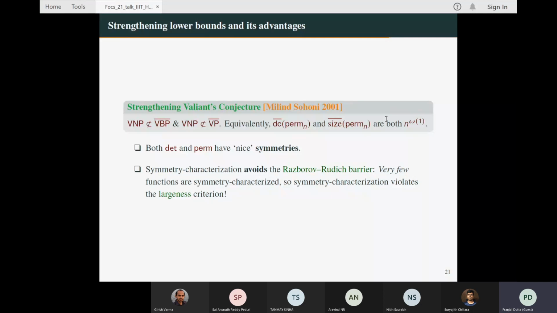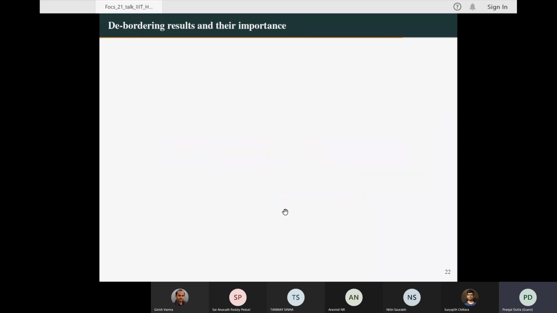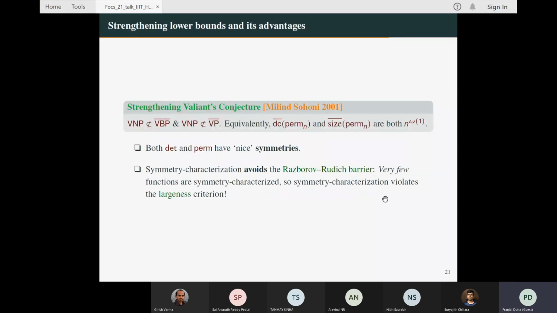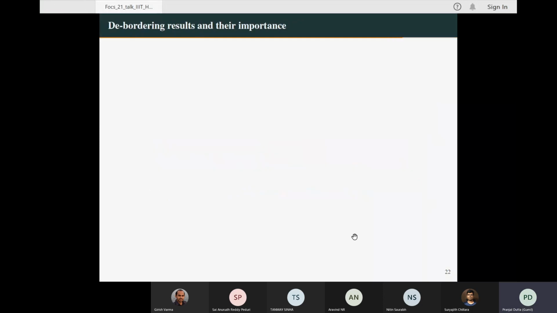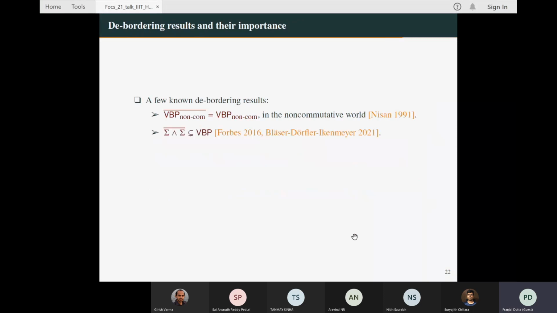But actually, you can also come up with some polynomials, not determinant or permanent, that also have symmetries, and you can show that if you separate them, if you show some lower bounds, then that will imply P not equal to NP. I will not get into that, but the point was that in some sense it avoids this barrier. So we still have hope. That is why people were very interested in GCT, because it naturally looks into the symmetry properties and that does avoid this barrier.